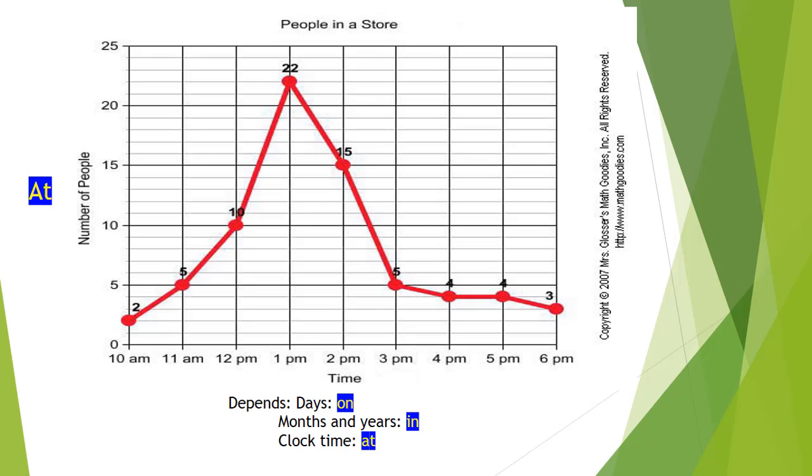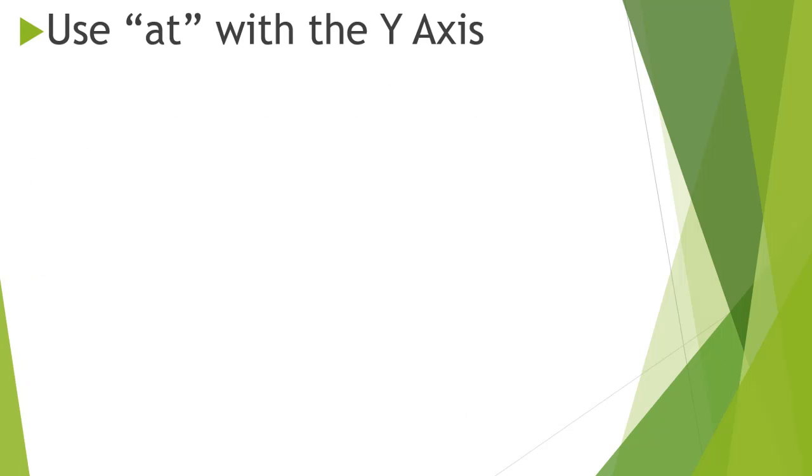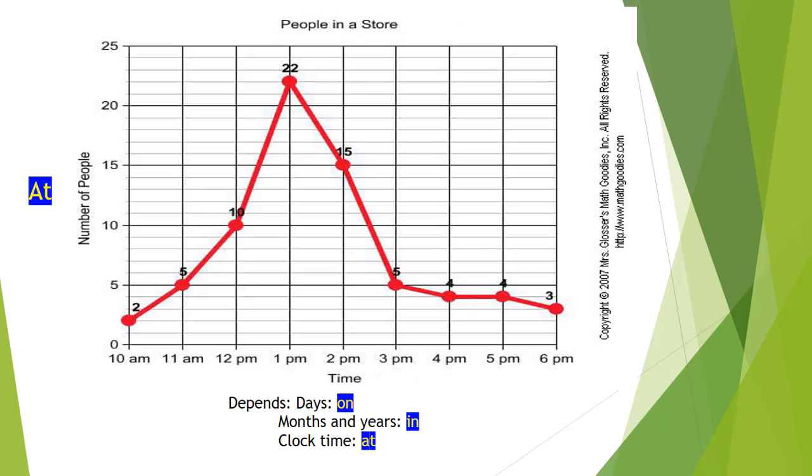This is another example, and something very interesting we have to learn here. How do we use prepositions? When do we use at? When do we use in, on? Okay? Use at with the y-axis. Look at the y-axis here. The y-axis, we use at. Always use at with the y-axis. There is nothing else. So you say, for example, peaked at, in this example, 22. Peaked at 22. Reached the lowest point at 3. So always with the y-axis, you use the preposition at.